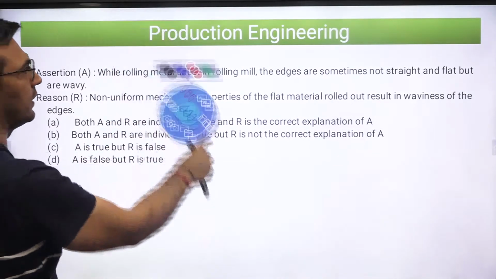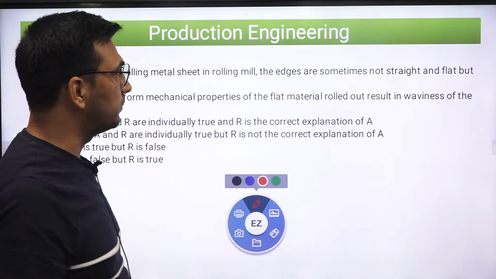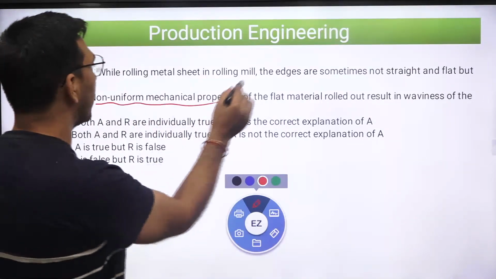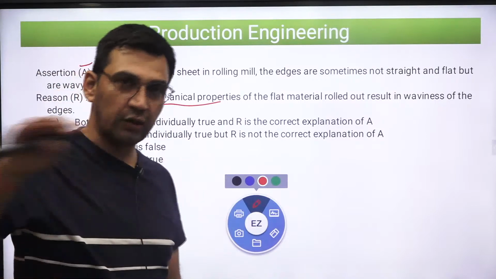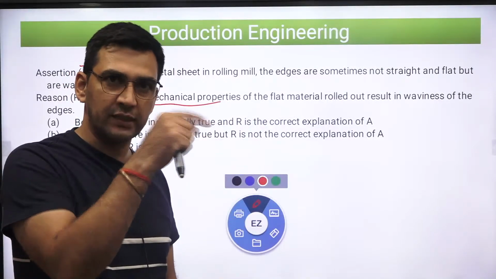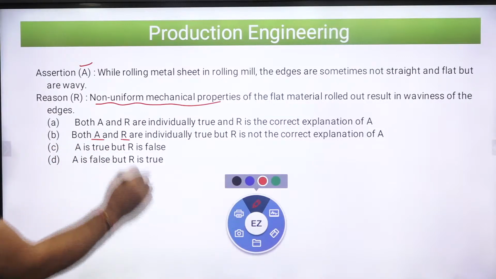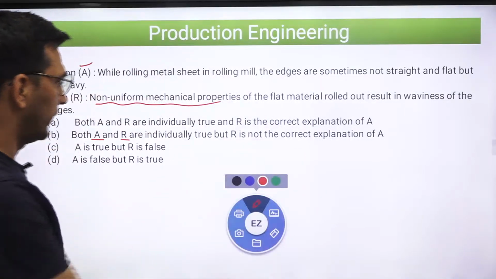You could have what we call wavy edges. While rolling metal sheet in a rolling mill, the edges are sometimes not straight. Okay, this is correct. Then, non-uniform mechanical properties of the flat material rolled out result in this. This is not correct. Even if the metal sheet that I am having has uniform properties, if you are not monitoring the process properly, that can result in wavy edges, right? And one of the explanations I have already explained. So you can say that A and R both are individually correct, but R is not the correct explanation for the first one. That is one.